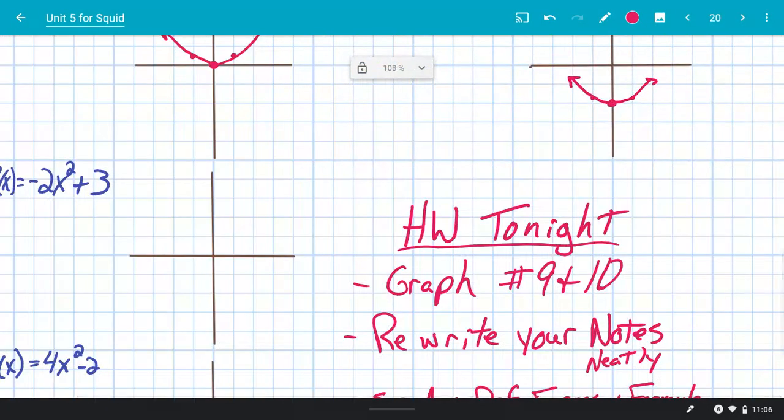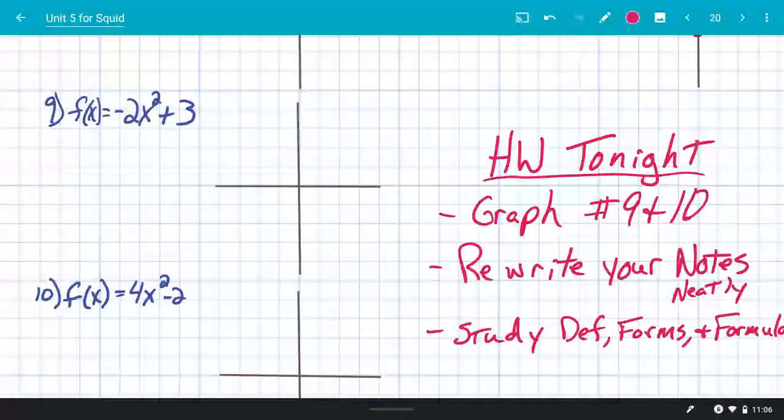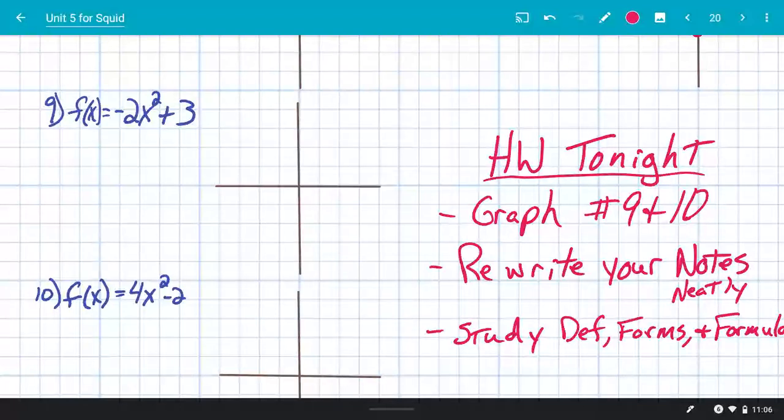Okay, here's your homework tonight. First, copy down questions 9 and 10, and then graph those. Just graphing numbers 9 and 10. Then, once you get home or at some point today, take your notes and rewrite them neatly. This is a study technique. This is important. Don't just let this one fly over your head like, oh, this doesn't matter. It does. I want you to rewrite your notes neatly. And finally, study the definition, forms, and formula from the quiz that we had today, because you will have it again tomorrow.